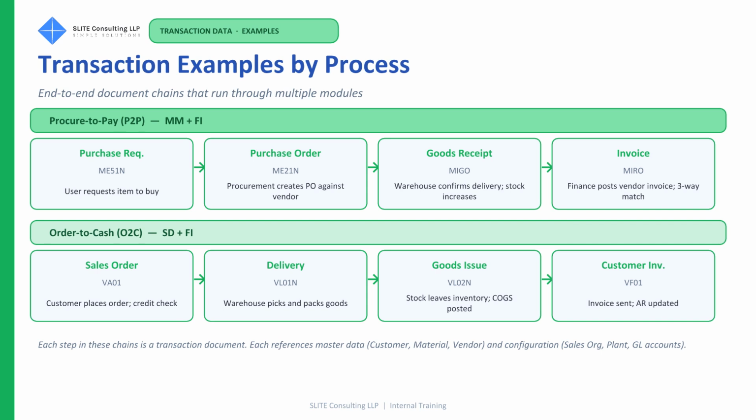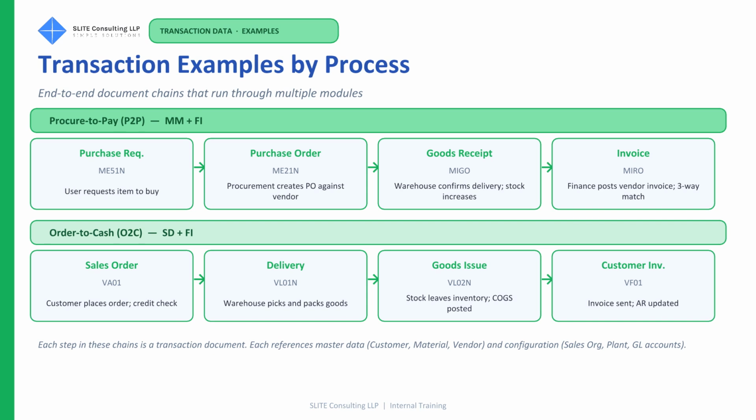In SD, the sales order, VA01, is a transaction document. The outbound delivery, VL01N, is a transaction document. The customer invoice, VF01, is a transaction document. Together they form the order-to-cash chain.